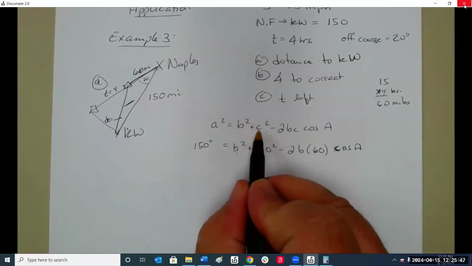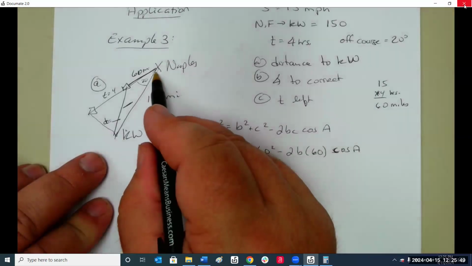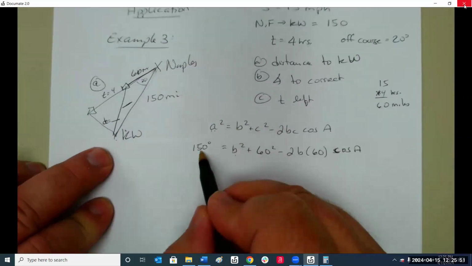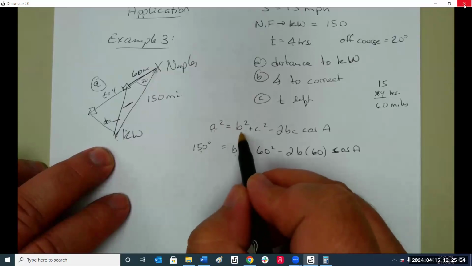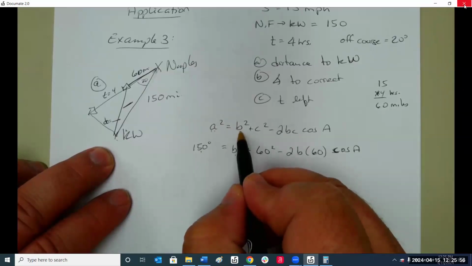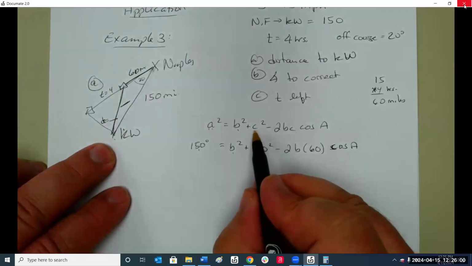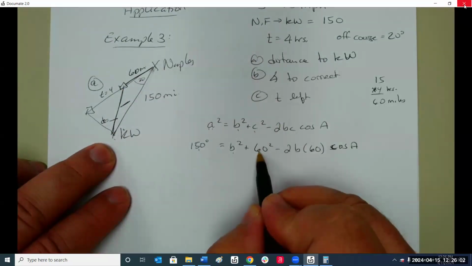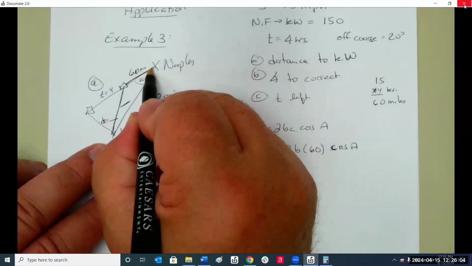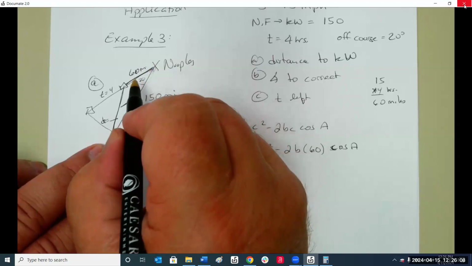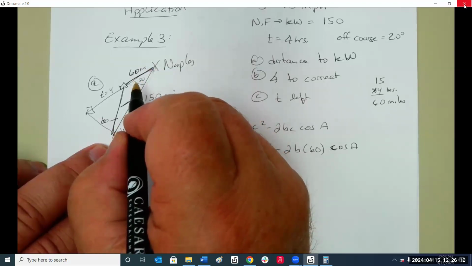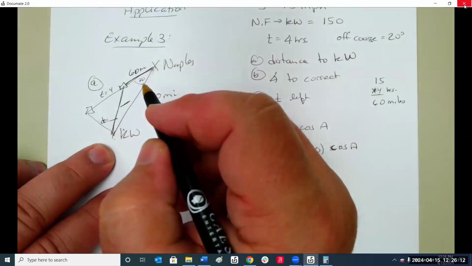Now I gotta figure out, okay, I have the complete distance from point A to point B, that's the distance we're going. B, I gotta figure out this one. That's 60 miles from here to here. Actually, what would you get if you tried that? I have no idea. Try it.